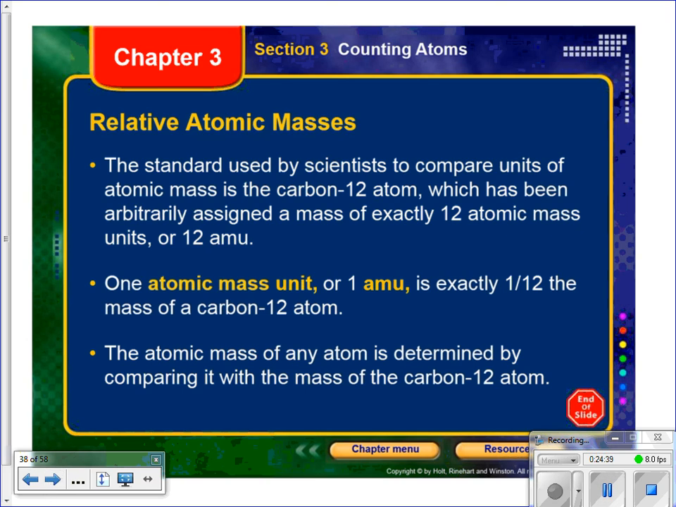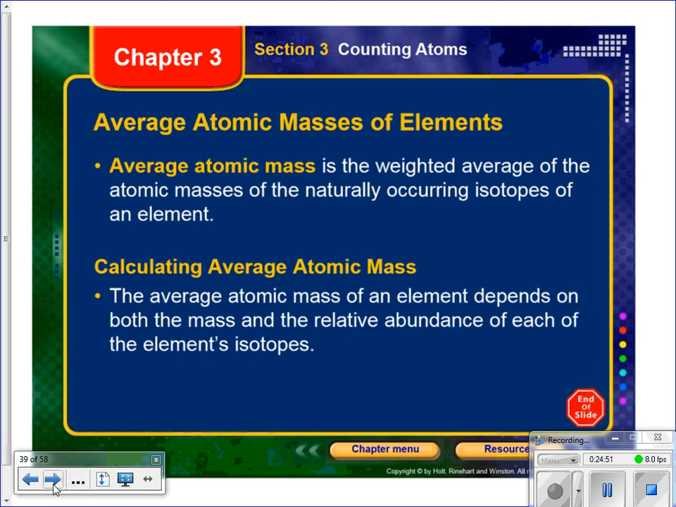Atomic masses are all determined by comparing it with the mass of carbon-12 as well. So not only the size, but its mass as well. When we calculate an average atomic mass, we calculate it just like you would a weighted grade in one of your classes. You have to know its percent. How much is this going to count as 100?